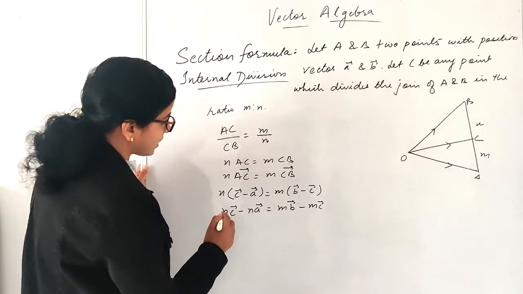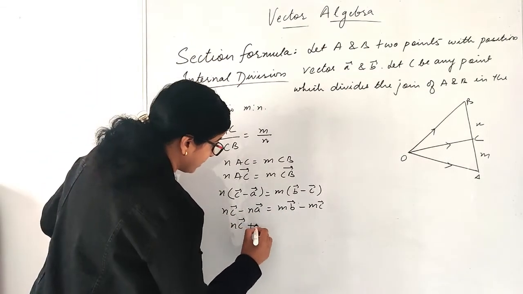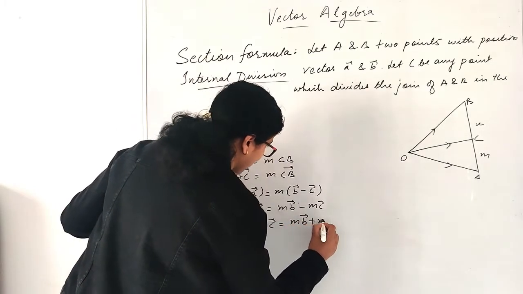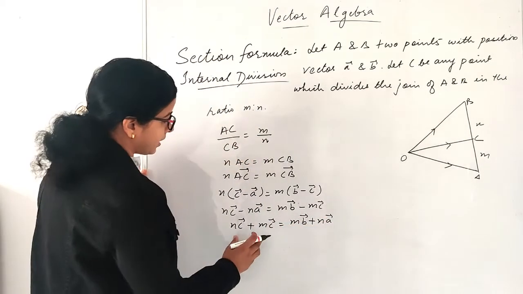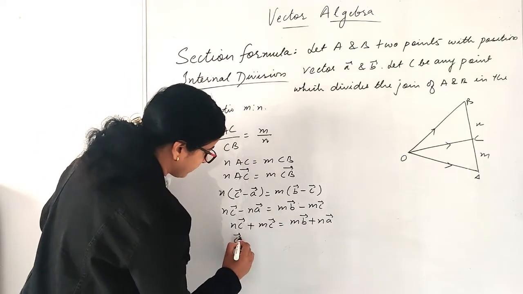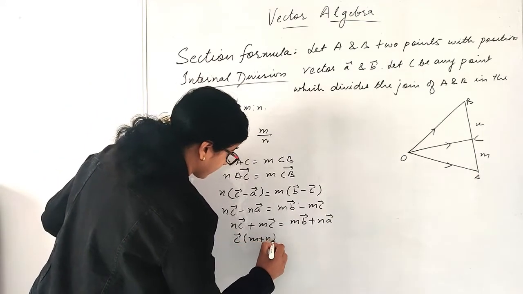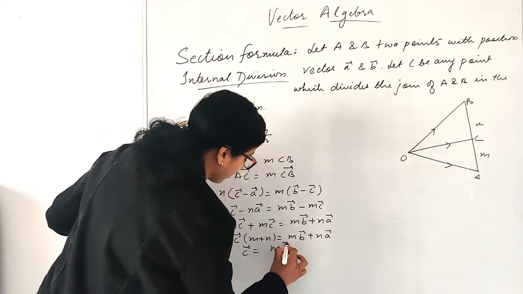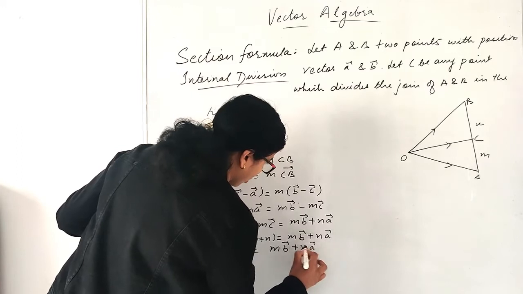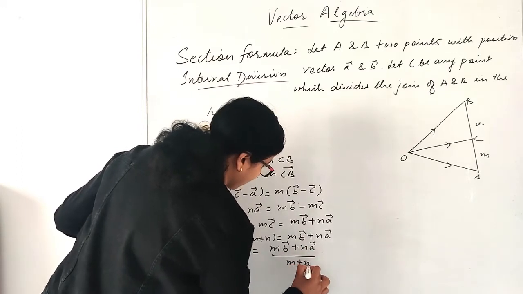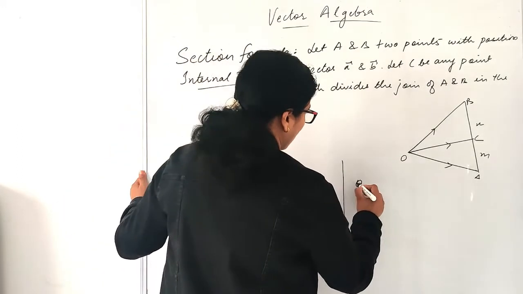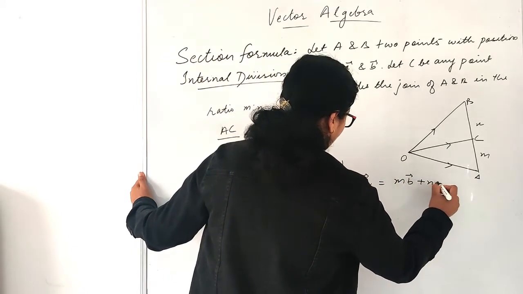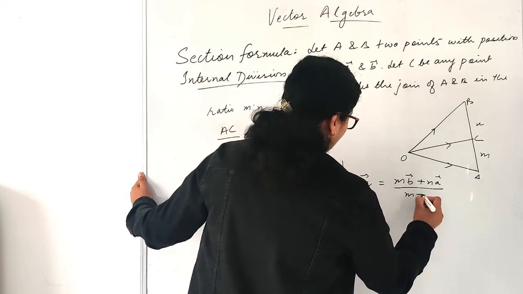So collect the terms of C vector. nC vector plus mC vector is equal to mB vector plus nA vector, correct? Take out C vector common. So C vector is nothing but equal to mB vector plus nA vector upon m plus n. Or I can write as OC vector is equal to mB vector plus nA vector upon m plus n.